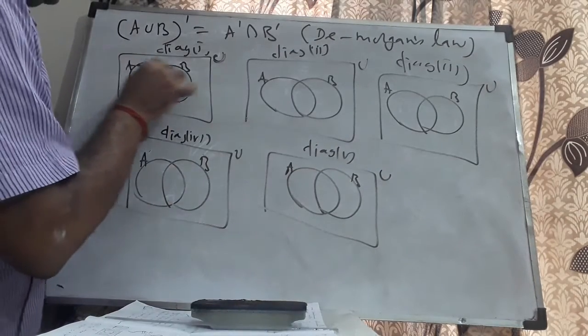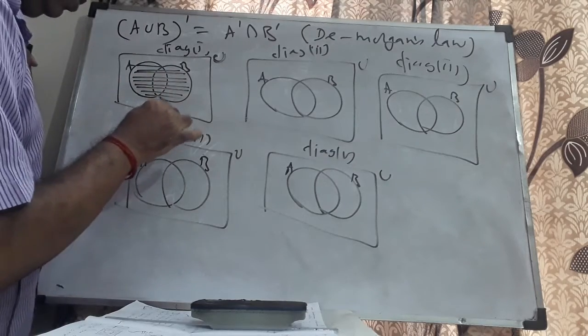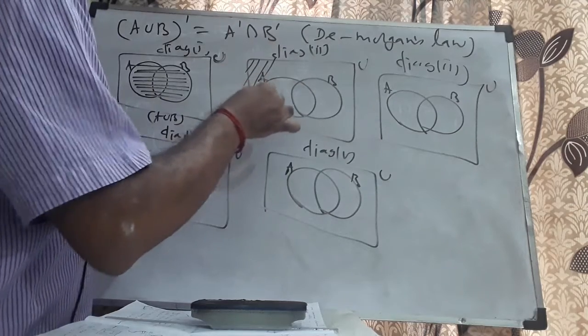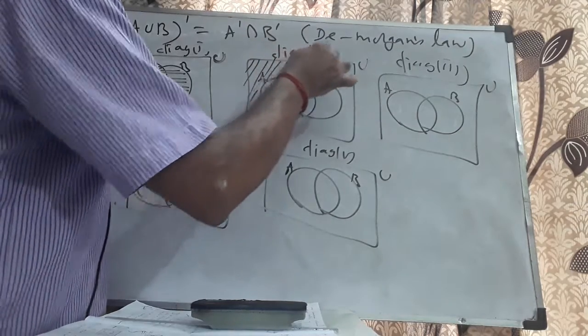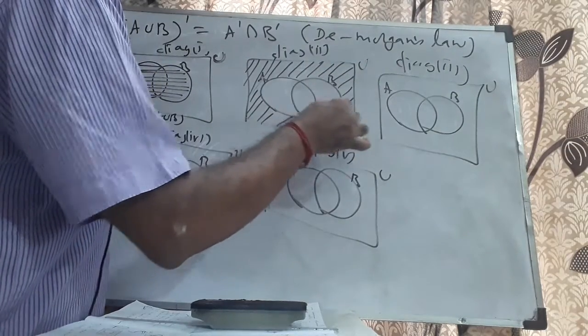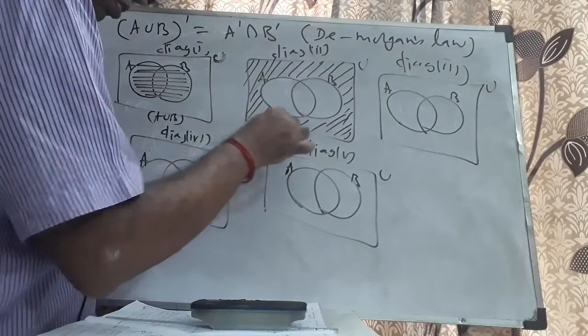Now A union B, I'll shade everything in both circles. This is the representation of A union B. Now for (A union B)', all the elements in U other than A union B, therefore I'll be shading the portion except the 2 circles. This is nothing but (A union B)'.